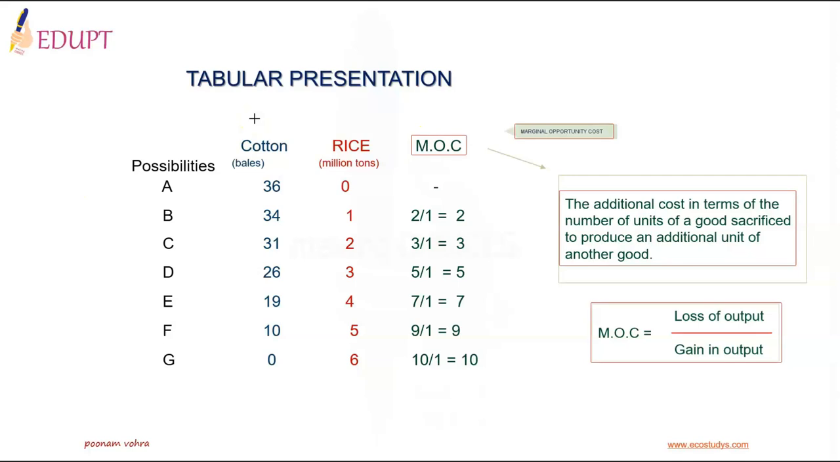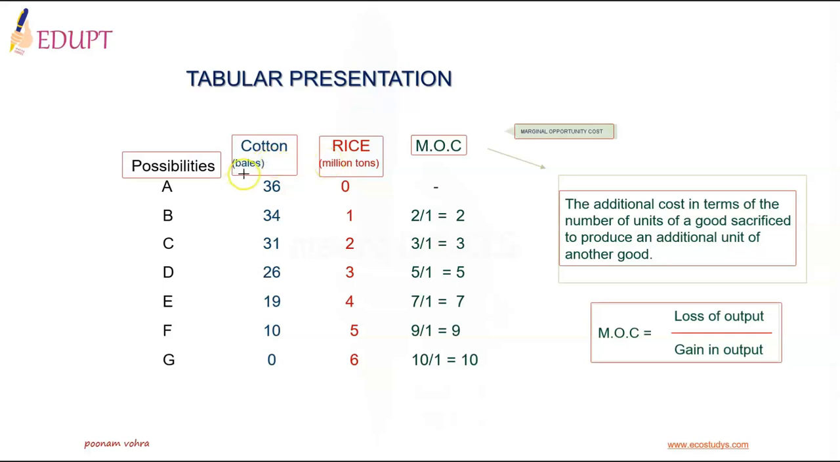Let's assume a simple hypothetical economy that produces only two goods, cotton and rice, with the help of land, labor and given technology. The economy is faced with various possibilities. The economy can choose to produce cotton only, or rice only, or a combination of both the goods.